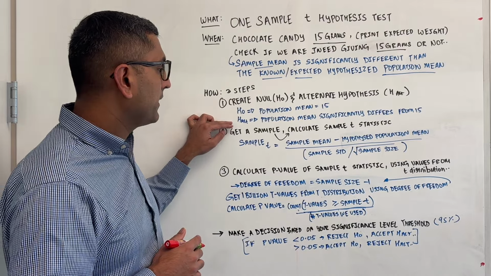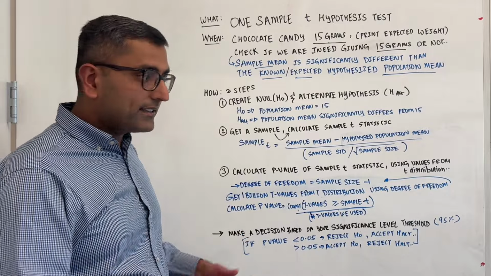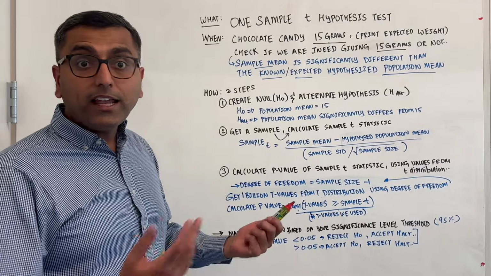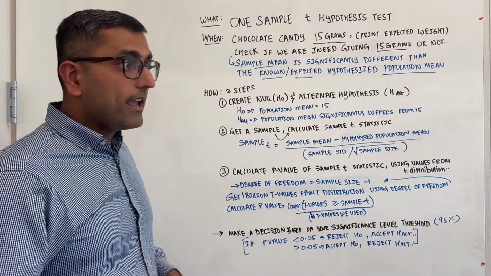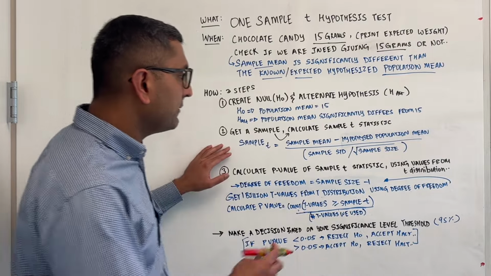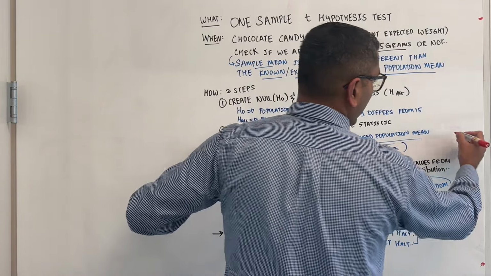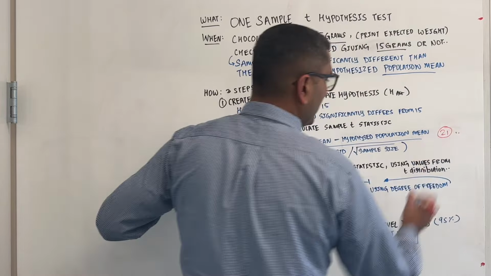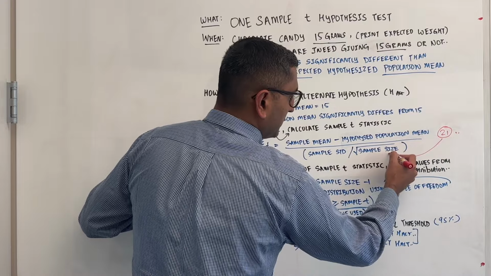do something about it. Second step, once you create the null and alternate hypothesis, you pick a sample. You go to your factory and randomly, on different days, you pick, let's say, 20 or 30 chocolates. In this case, let's say we pick 21 samples. So the sample size in this case would be 21.